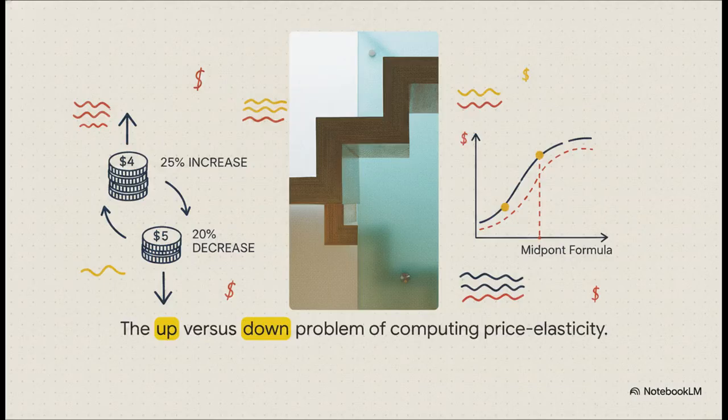Now, calculating this elasticity comes with a pretty unique math problem. It's this whole up versus down dilemma. Here's why. Taking a step up in price creates a totally different percentage change than a step down over the exact same numerical range. For instance, an increase from $4 to $5, that's a 25% jump, but a decrease from $5 down to $4 is only a 20% drop. This up versus down dilemma is exactly why economists have to use a midpoint average approach to calculate a standardized elasticity coefficient. Kind of a neat little workaround, right?